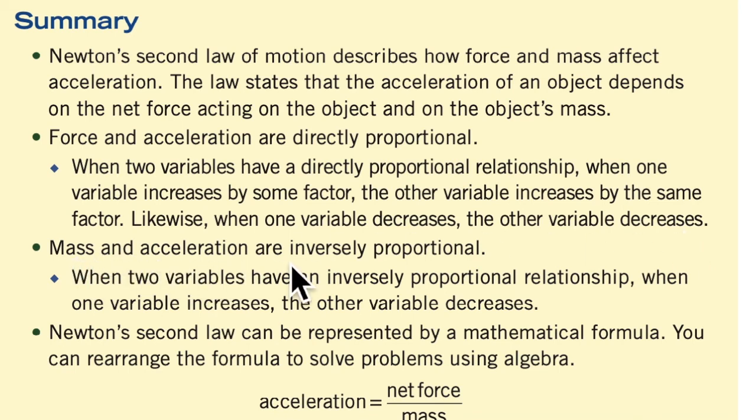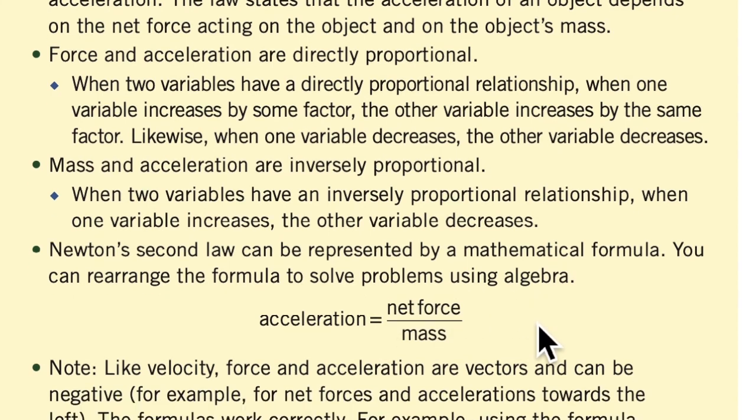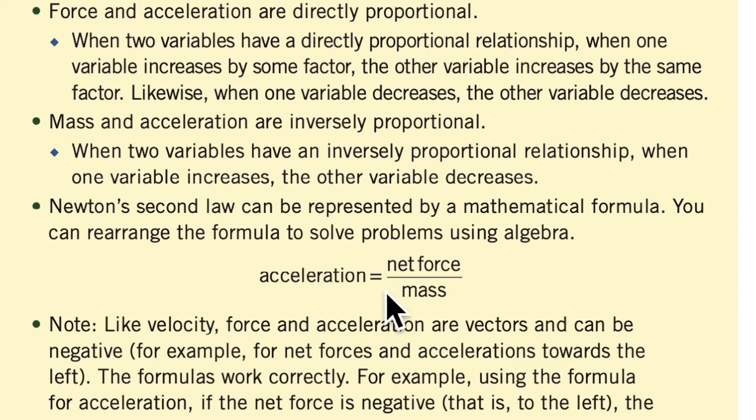Mass and acceleration are inversely proportional. When two variables have an inversely proportional relationship, when one variable increases, the other variable decreases. Newton's second law can be represented by a mathematical formula. You can rearrange the formula to solve problems using algebra. Acceleration equals net force divided by mass.